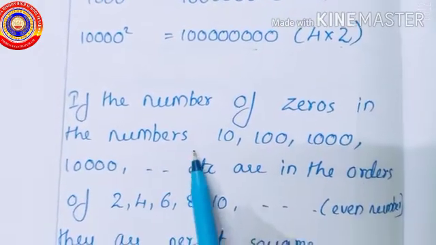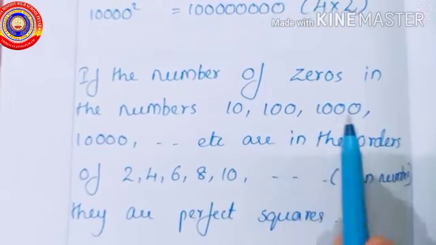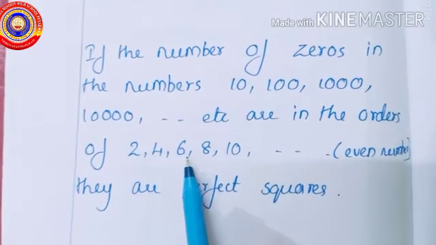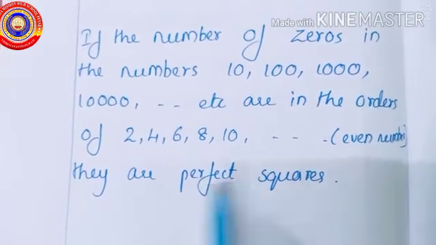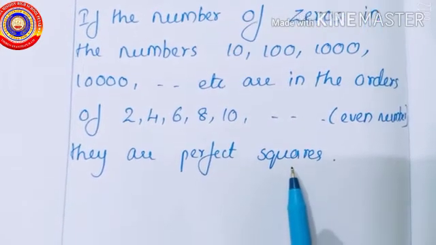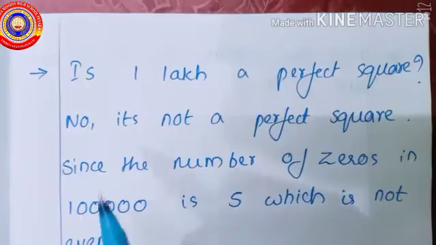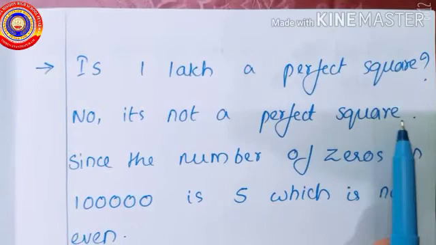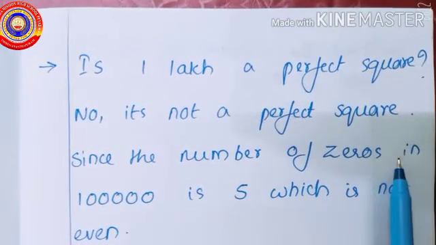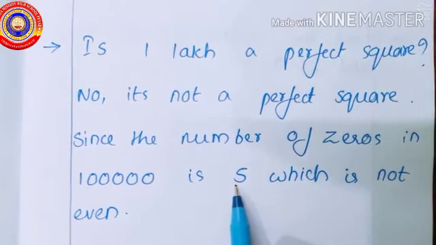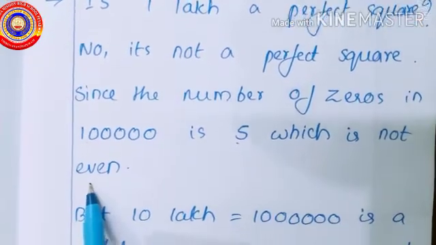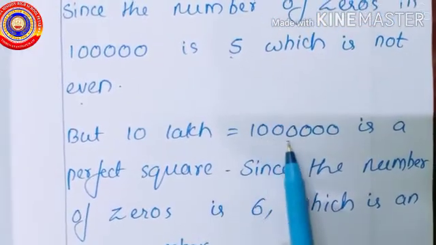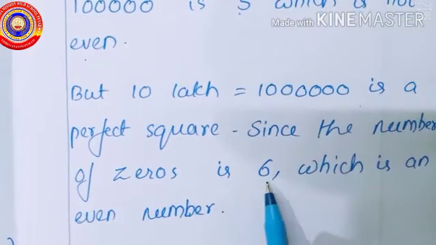If the number of zeros in the numbers 10, 100, 1000 and 10,000 etc. are in the order of 2, 4, 6, 8, 10 etc., which are even numbers, they are perfect squares. Next, is 1 lakh a perfect square? No, it's not a perfect square, since the number of zeros in 1 lakh is 5, which is not an even number. But 10 lakh is a perfect square, since the number of zeros in 10 lakh is 6, which is an even number.